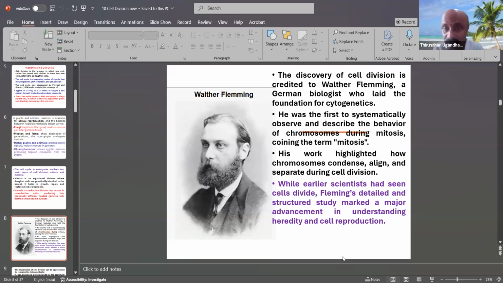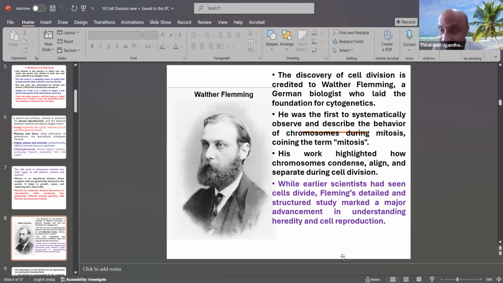Before Flemming's report, chromosomes were thought to be thick, not elongated, not linear. After Flemming, it was known that chromosomes condense at the time of cell division into elongated tubular structures. That is called chromosome formation. This was reported by Flemming. While earlier scientists had seen cells dividing, Flemming's detailed and structured study marked a major advancement in understanding heredity and cell reproduction. Cell reproduction means one cell forming two cells. That is called mitosis.